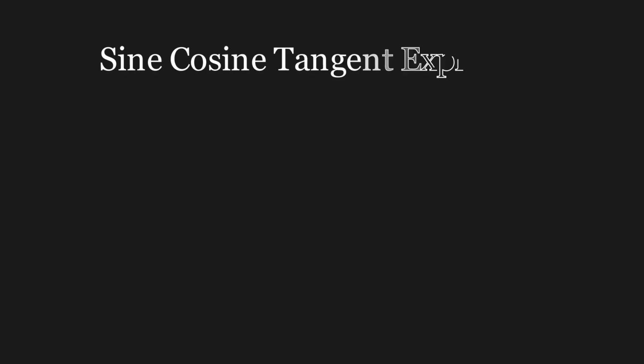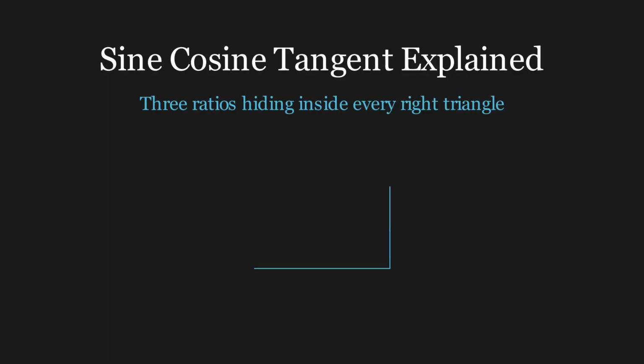Sine, cosine, and tangent, three words that show up in every trig class, and they trip people up because they sound like some secret code. But by the end of this video, you'll see they're just three simple ratios hiding inside every right triangle. Here's what you need to know first.